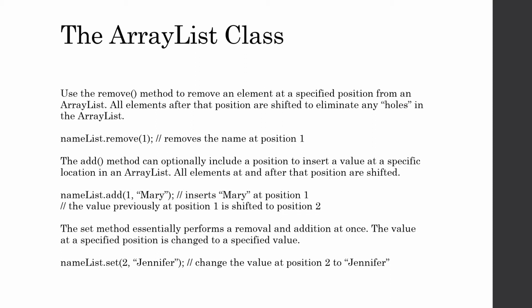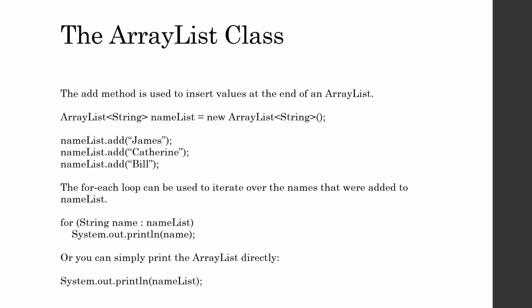At position 1, we'll add Mary. So this is going to insert Mary at position 1, and the value that was previously at position 1 is going to be shifted to position 2. If we assume that we're doing this after we just did that remove method, right now we have James at position 0, Bill at position 1. Now we're going to put Mary at position 1. So we're going to have James at position 0, Mary at position 1, and then Bill is going to get shifted over back to position 2 where he originally was.